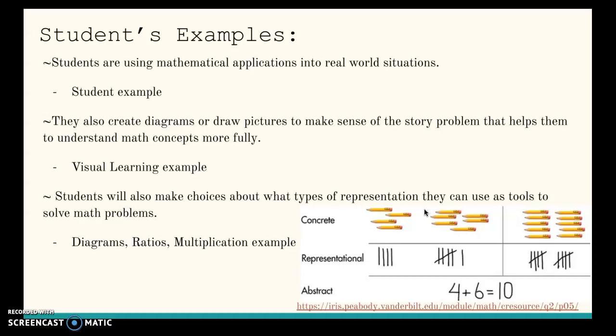They will also make choices about what types of representation they can use as tools to solve these math problems. Representations in mathematics include actions such as drawing diagrams or creating ratios, or even when using multiplication or division. When students are able to fully make the connections in regards to which math ideas can be solved in which form, then the student will more fully understand and they can comprehend the math concept that is being taught to them by the teacher. And now Cassie will be speaking.